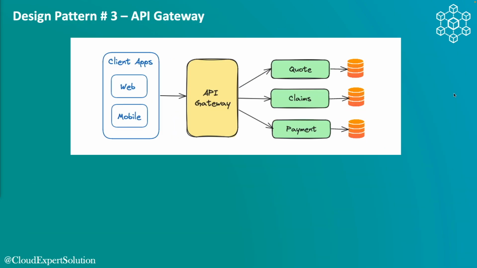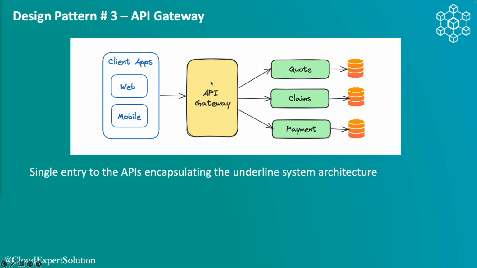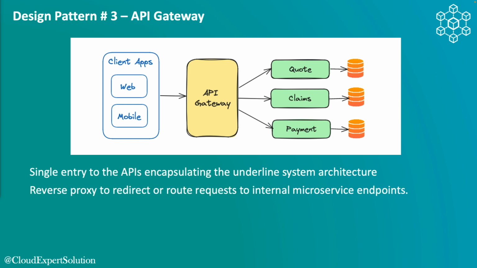Next is API gateway. As the name suggests, we can have an API gateway in front of all those services. These services can have their independent databases. Once the request from the client application comes, it will first land on the API gateway. The API gateway works as a single entry point for all the API requests and encapsulates the underlying system architecture. In this case, the API gateway is working as a reverse proxy and will redirect or route the request to internal microservice endpoints.